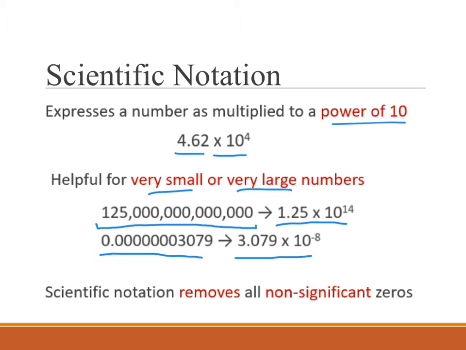Notice also that scientific notation removes all of those non-significant zeros in the leading or trailing place. In our very large number, we have a whole lot of zeros that are just placeholders. They are not significant. There are only 3 significant digits in this number, and in your scientific notation, you see we only have 3 significant digits. Similarly, in this very small number, we have all these leading zeros that are not significant. There are only 4 significant digits in this number, and in scientific notation, we see those 4 significant digits.